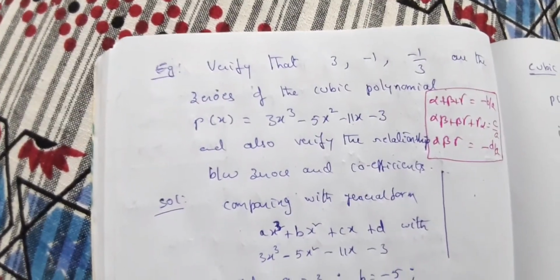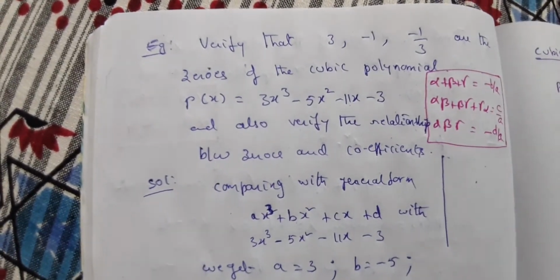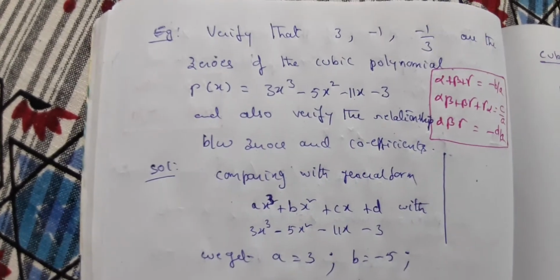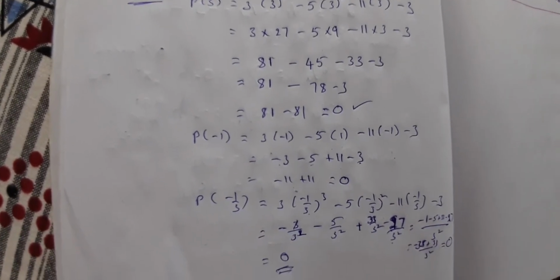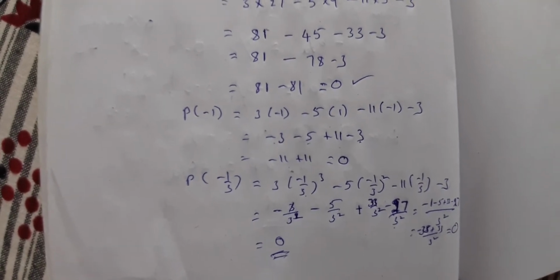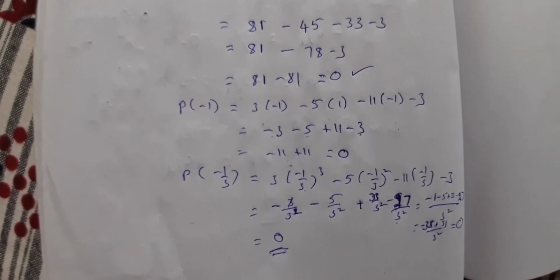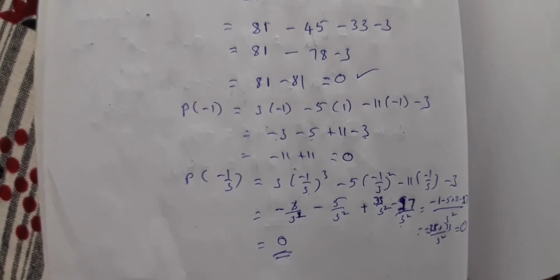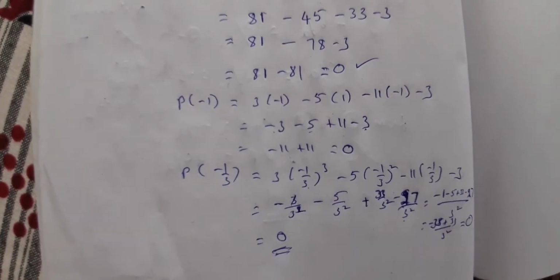So now we have verified that 3, minus 1 and minus 1 by 3 are the zeros of the given polynomial. So take the screenshot and copy the notes first. Then afterwards let us verify the coefficients also, the relationship with coefficients. Take a screenshot. So last one, it's up to you. I took the LCM part. Just I wanted to make the common denominator and then did the simplification. It's up to you how you wanted to do. You do that.